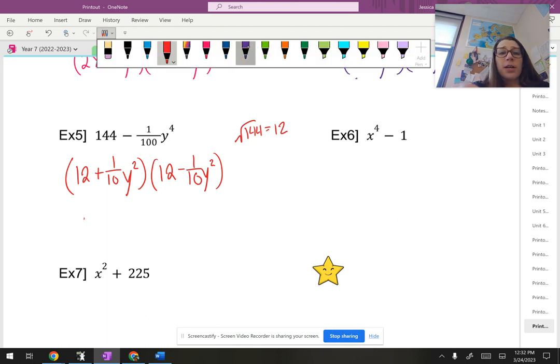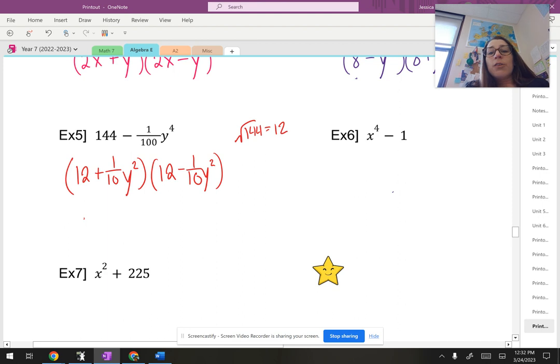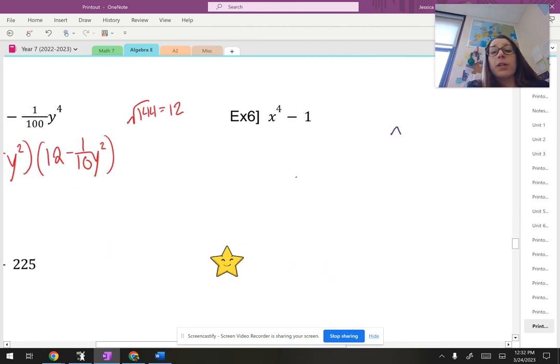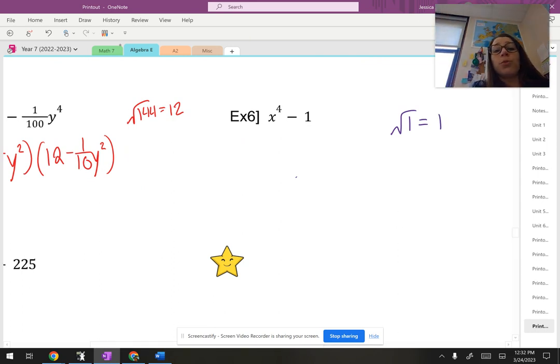Example 6. Don't forget, humans, that 1 is a perfect square. The square root of 1 is 1. 1 times 1 does give me 1, so do not dismiss this. This can be factored. X to the 4th is x squared minus 1 and x squared plus 1.